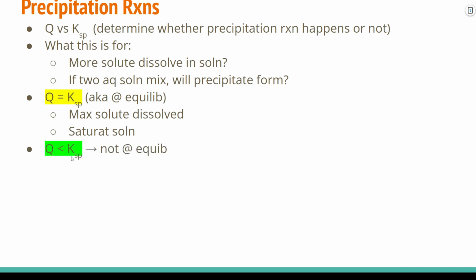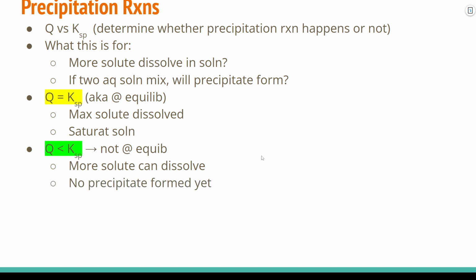If Q is less than Ksp, we're not at equilibrium. We can dissolve more of that solute, because remember, it's products over reactants, and the ions are the products. Since Q is less than Ksp, I could dissolve more, and so we don't necessarily have a precipitate at this point.